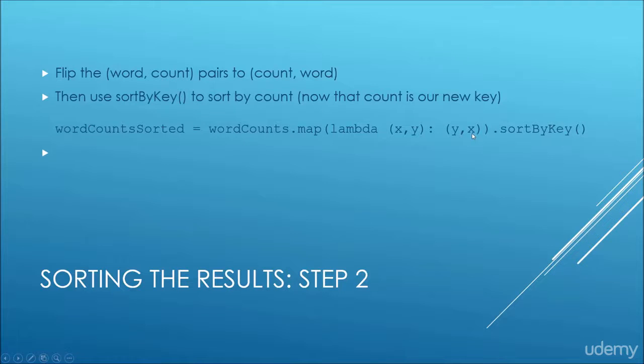And then we can chain together a call to sort by key to sort the final RDD that we store in word count sorted by the number of times it occurred. Okay? Makes sense? It's pretty straightforward. We're just flipping things around so we can sort it the way that we want to. Let's take a look at the code.